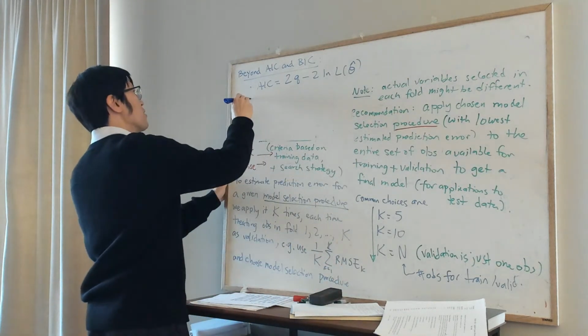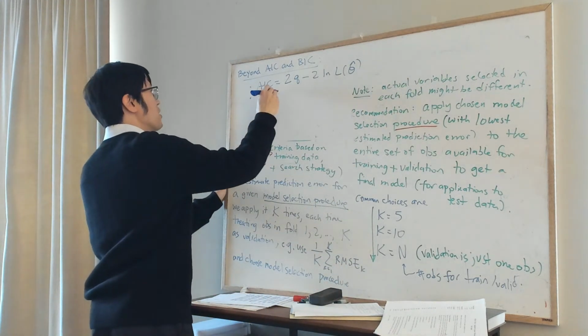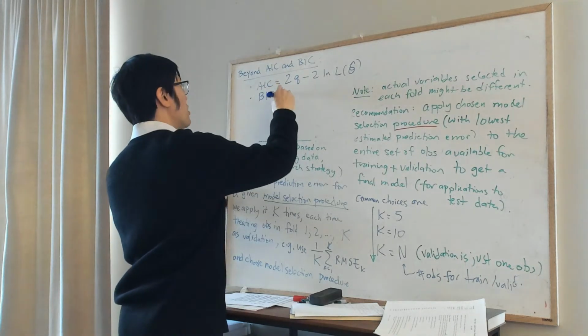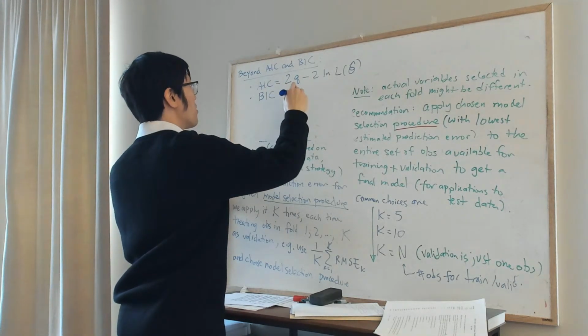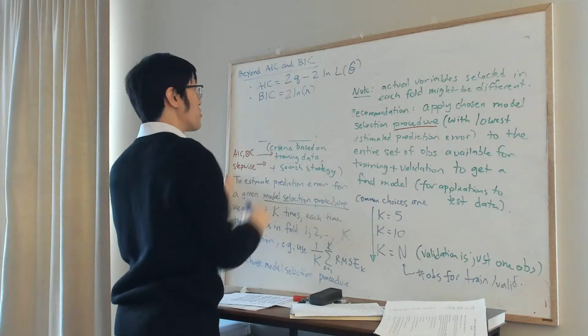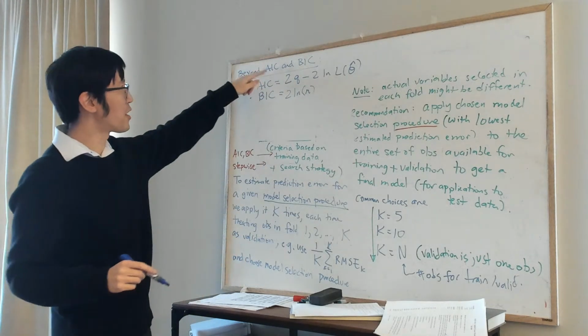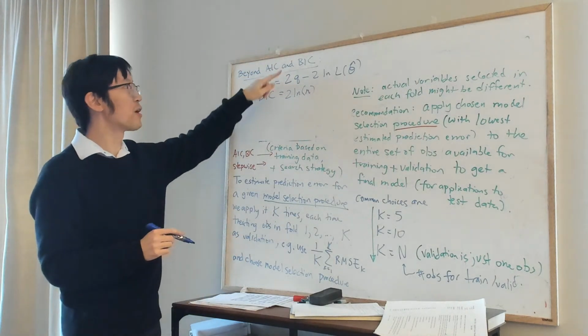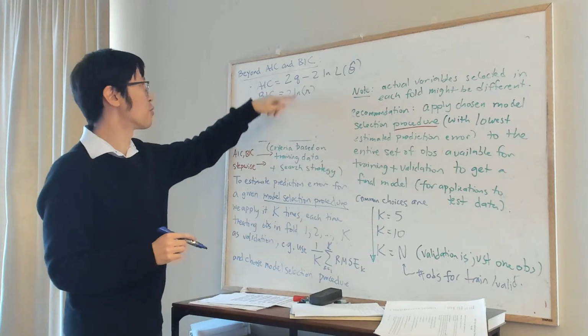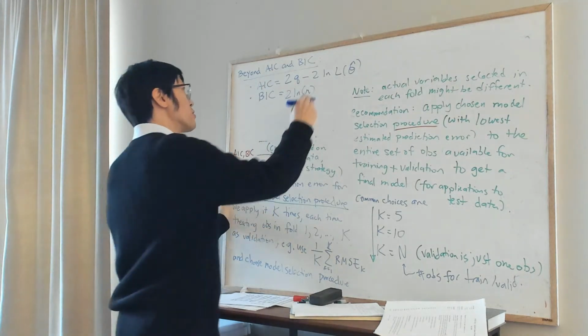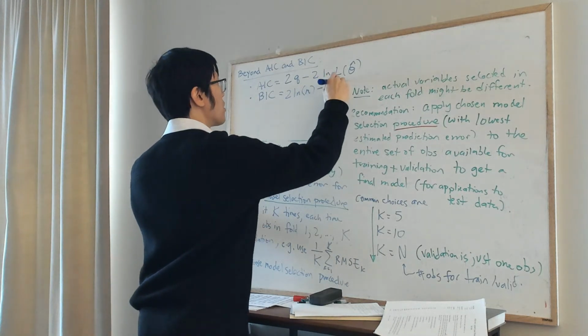And then we have BIC, which is 2 times ln of n, so it's a different penalty, remember? So remember AIC and BIC, they penalize having too many parameters, so these are two specific choices of penalty terms.